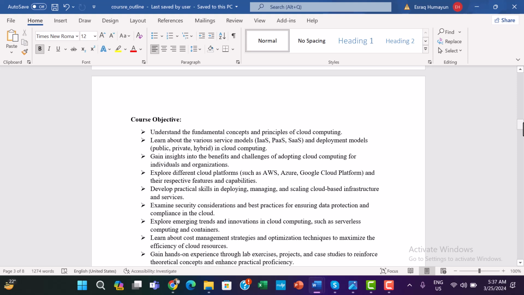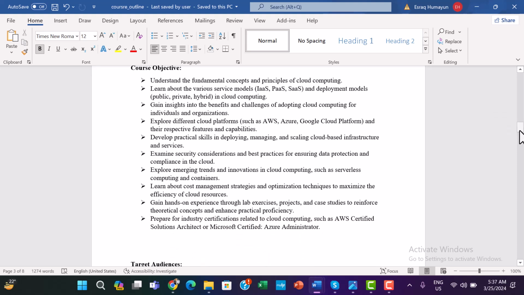Gain insight into the benefits and challenges of adopting cloud computing for individuals and organizations. Explore different cloud platforms such as AWS, Azure, Google platform, and their respective features and capabilities. Develop practical skills in deploying, managing, and scaling cloud-based infrastructure and services. Without practical skills, you cannot go through this course, because if you want to learn about cloud computing, you must know about practical skills.